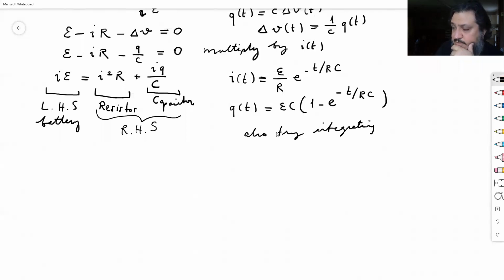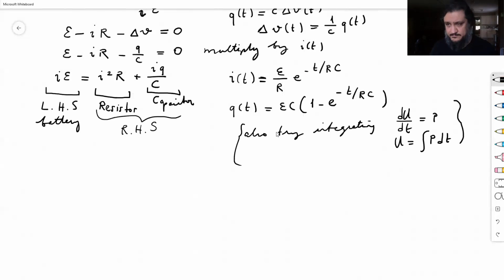So what letter did we use for energy? U. dU/dt in a way is power. So to find energy, you could just integrate power. All right, so let's try all of that.